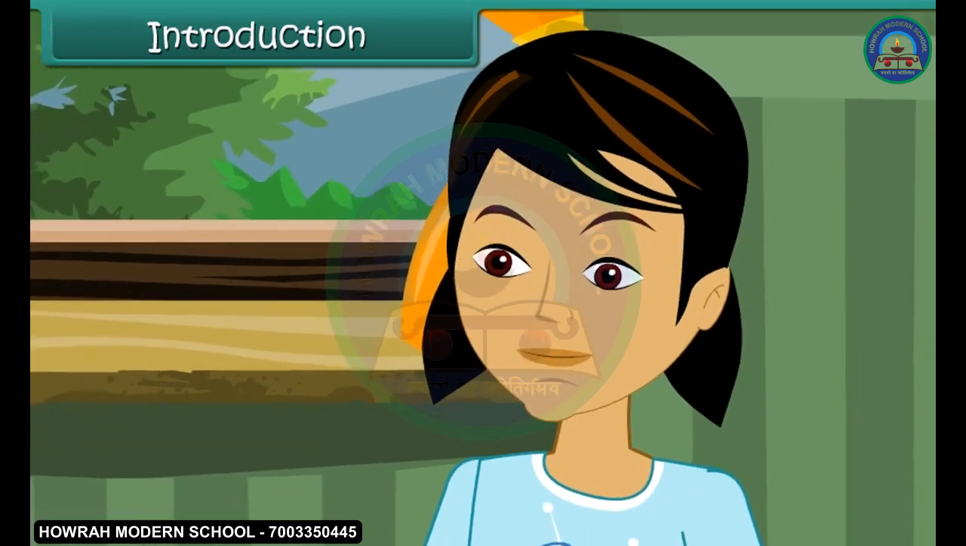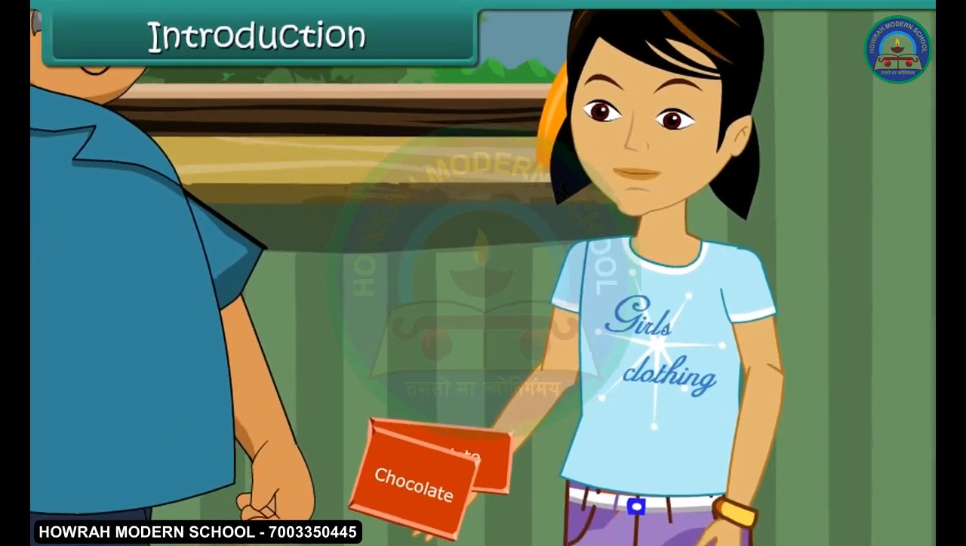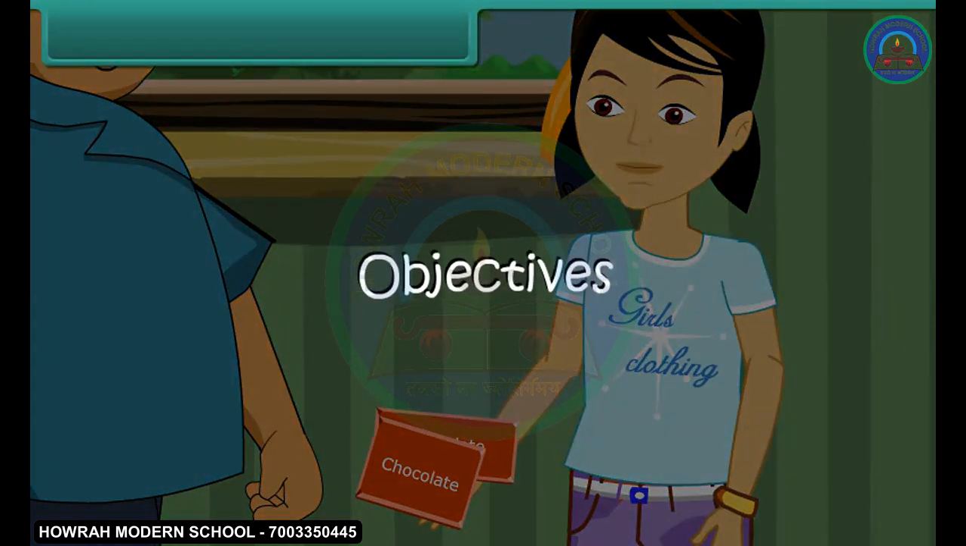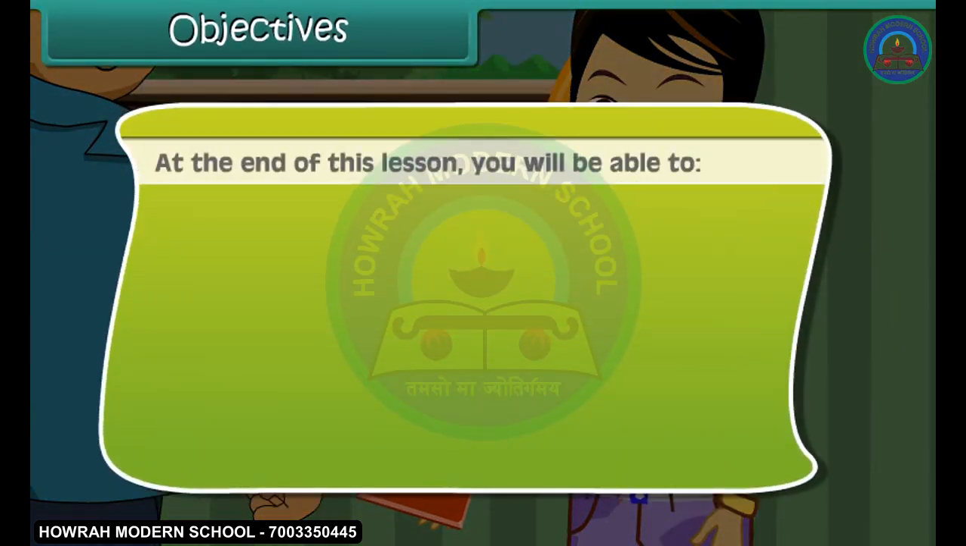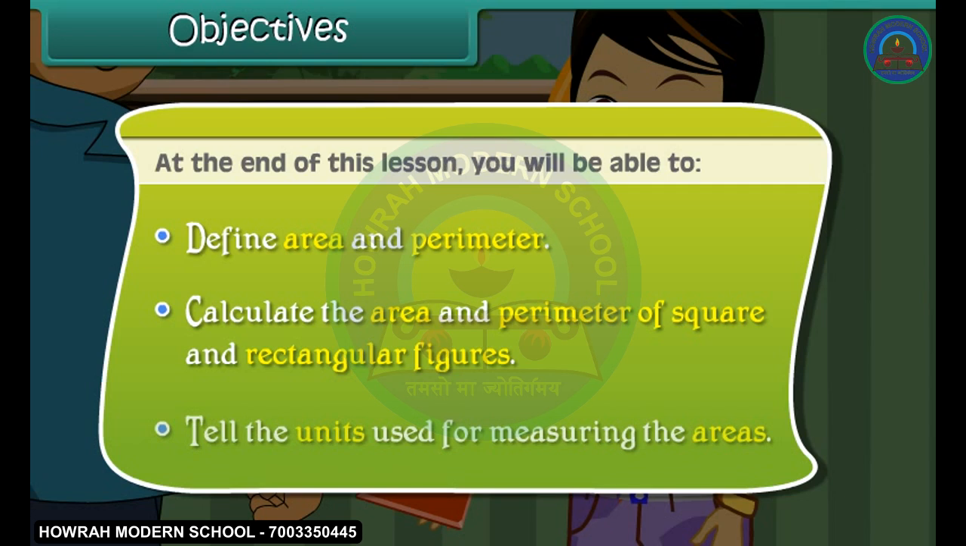Friends, can you help Sonia in deciding which chocolate is bigger and which one is smaller? Come, let us find together the answers of such questions in the lesson Area and Perimeter. Objectives. At the end of this lesson, you will be able to define area and perimeter, calculate the area and perimeter of square and rectangular figures, tell the units used for measuring the areas.